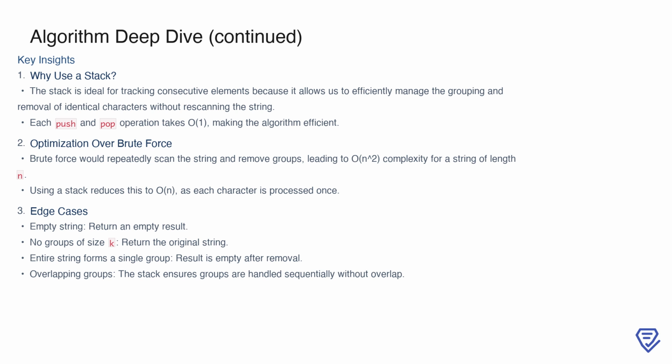Compared to a brute force approach that would scan and remove groups multiple times, resulting in n squared complexity, the stack-based method reduces the complexity to n, since each character is processed only once. Additionally, the algorithm handles edge cases such as an empty input string, strings with no groups of size k, or strings that completely collapse into an empty result. The stack also ensures that overlapping groups are handled sequentially, preserving correctness.